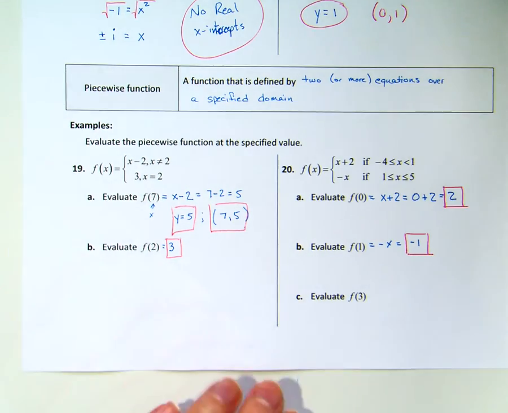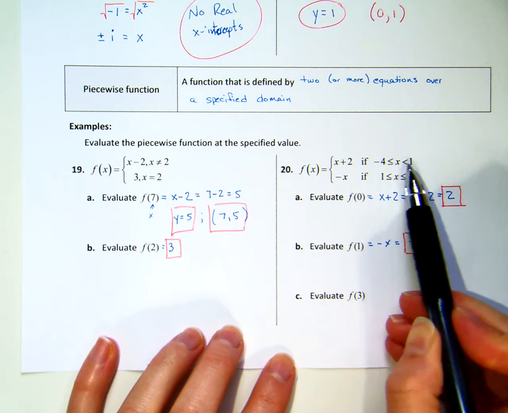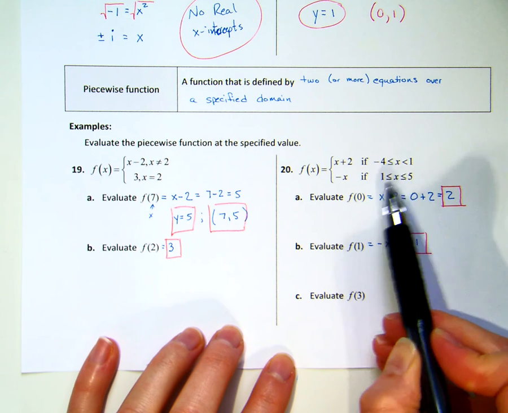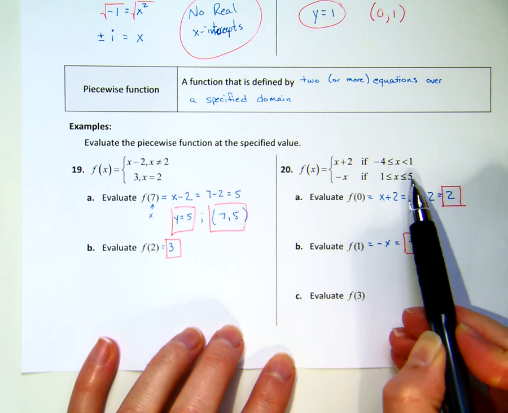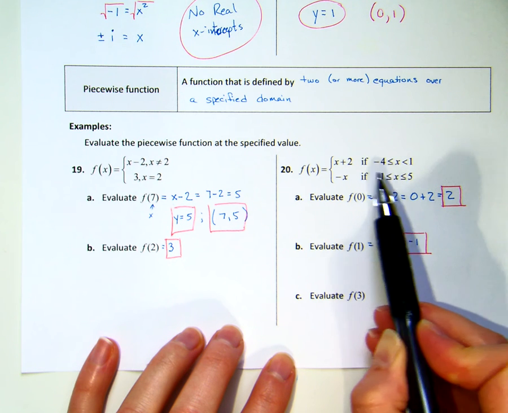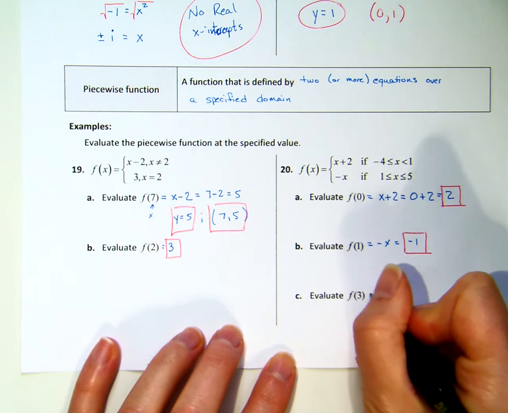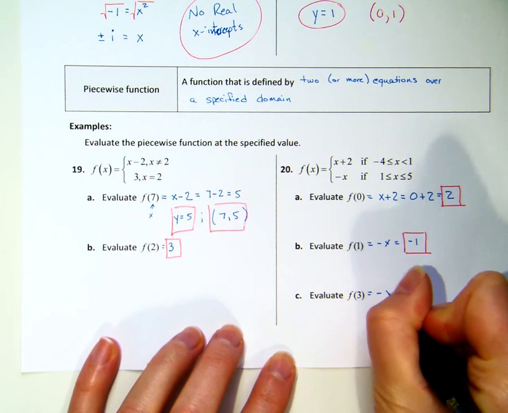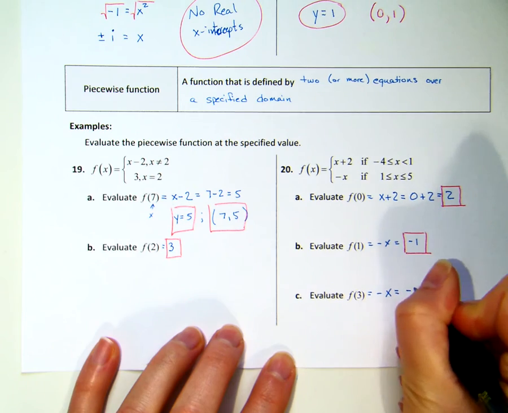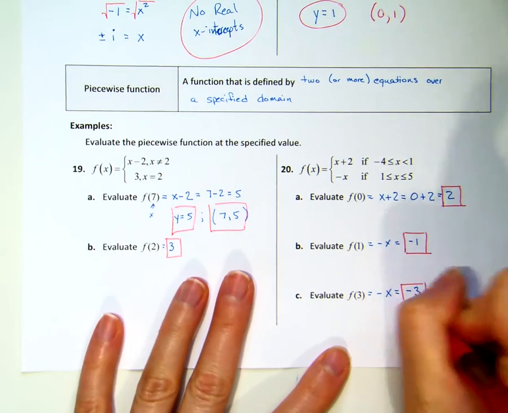All right, last one, evaluate f of 3. Again, where does 3 fall in these two ranges? Well, 3 is between 1 and 5. 3 is greater than 1, 3 is less than 5. So again, we use this second equation. So our value is -3.